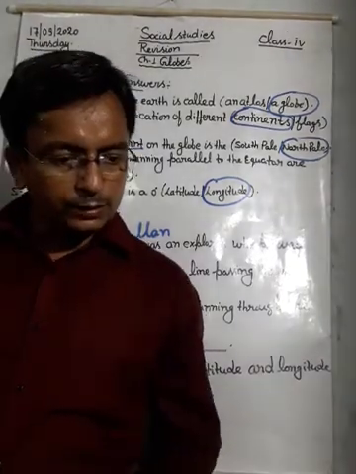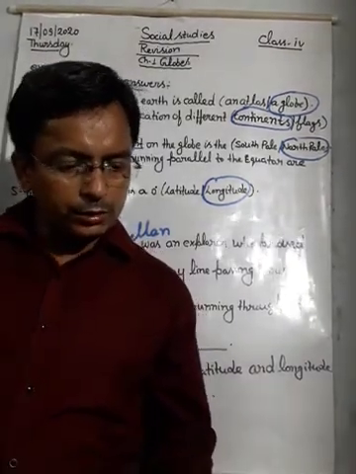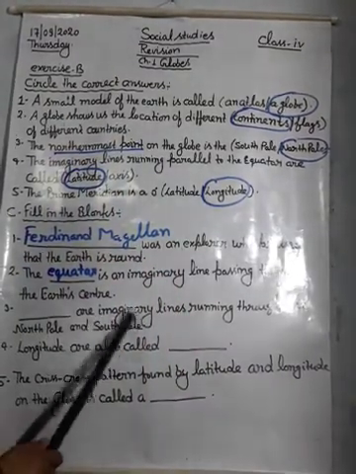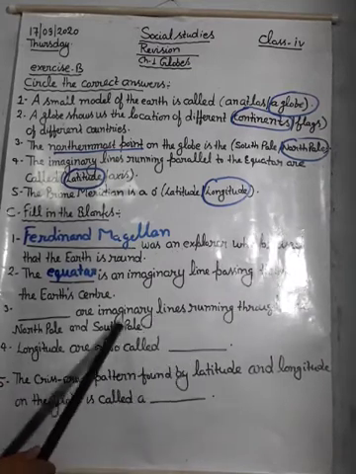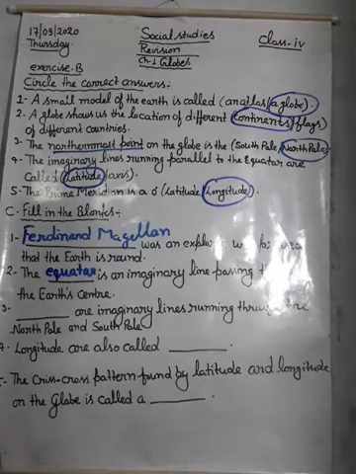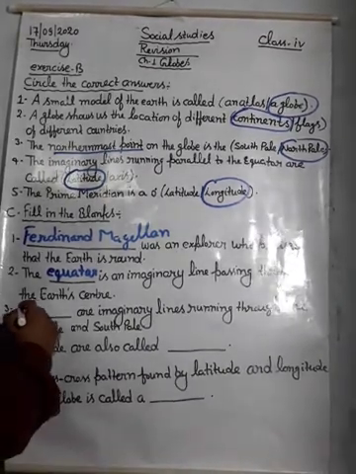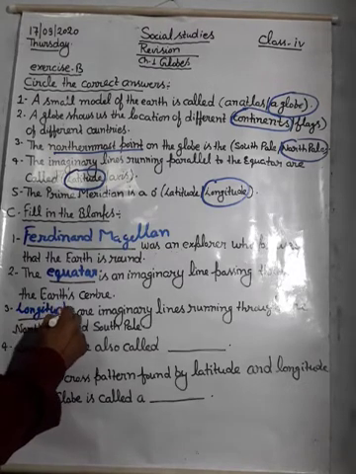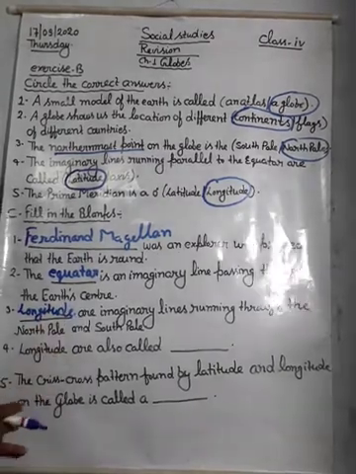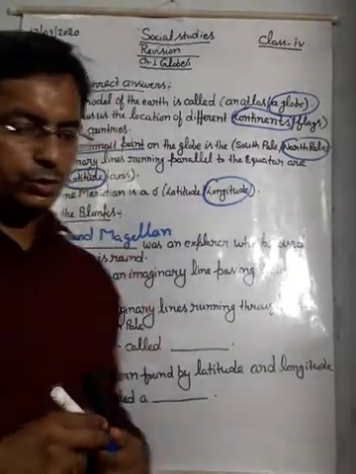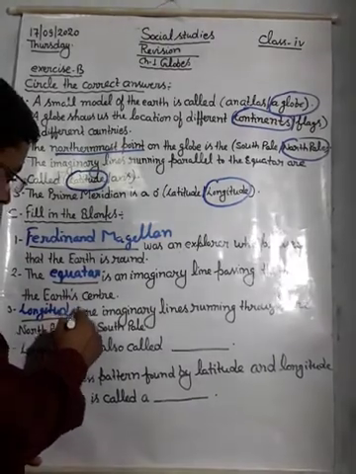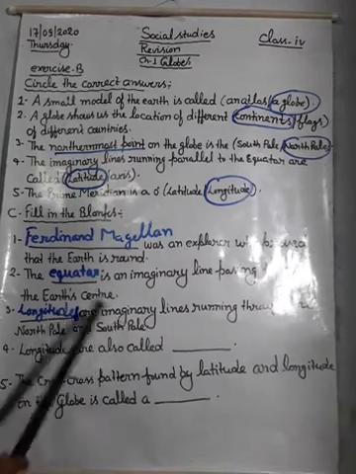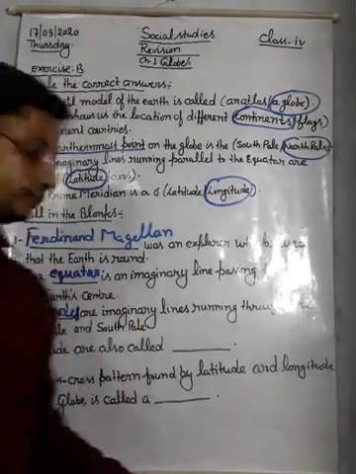Okay. Next is: dash are imaginary lines running through the North Pole and South Pole. So here the answer will be longitude. Longitudes are imaginary lines running through the North Pole and South Pole. So the answer will be longitudes.